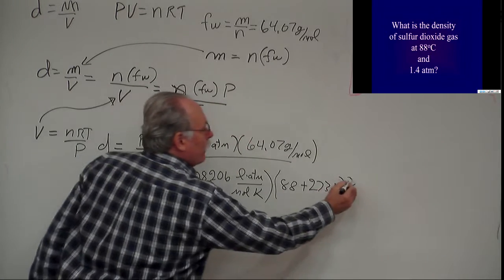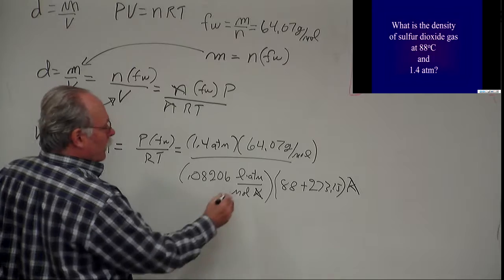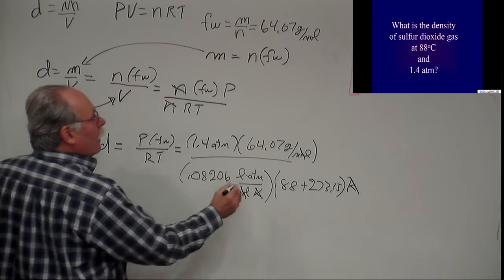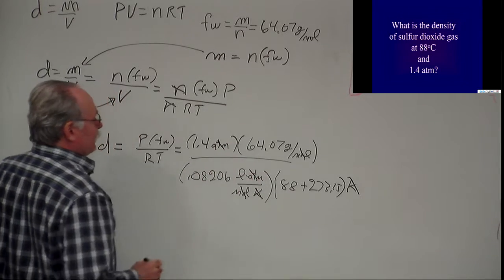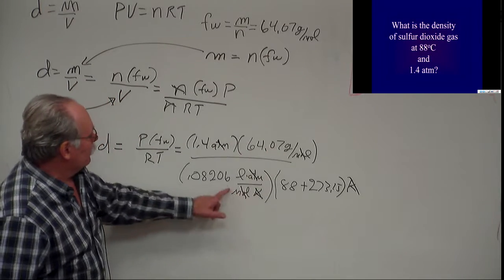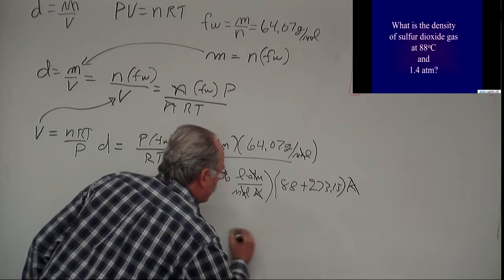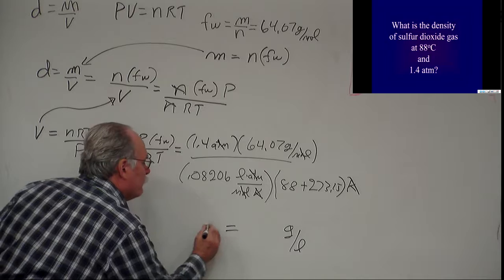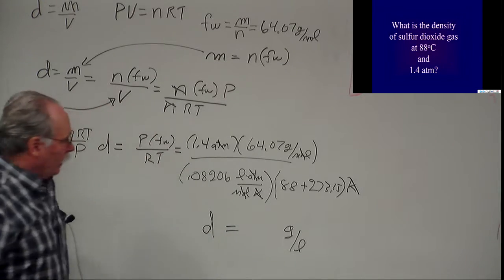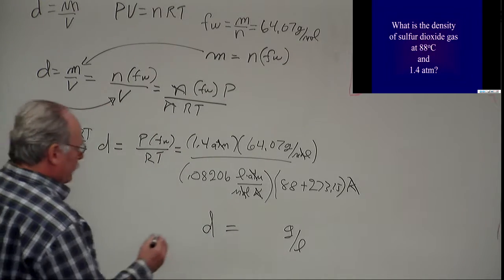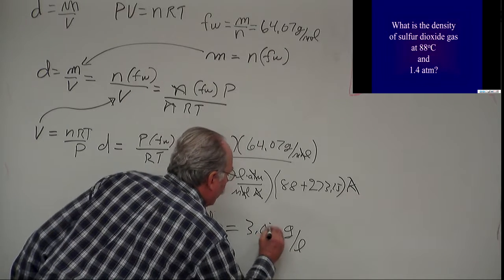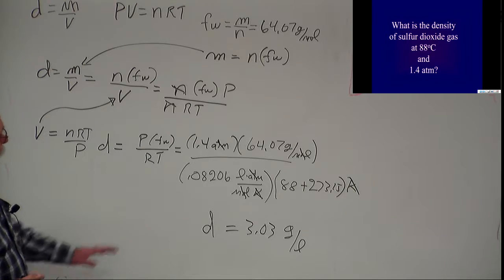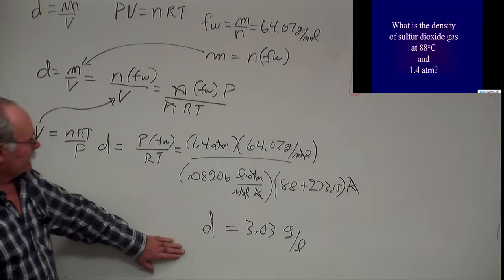Okay, my kelvins over kelvins cancel, my reciprocal moles over reciprocal moles cancel, my atmospheres over atmospheres cancel, and I'm given units of grams per liter. So my units are grams per liter, which is a unit of density, mass per unit volume. I get out my calculator, and I come up with 3.03 grams per liter, okay? And this way I've been able to calculate the density.